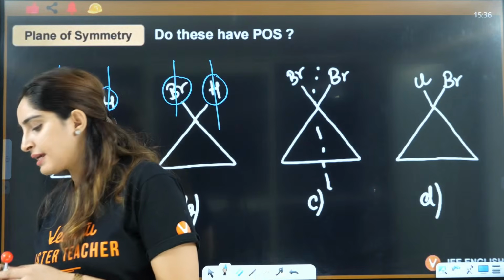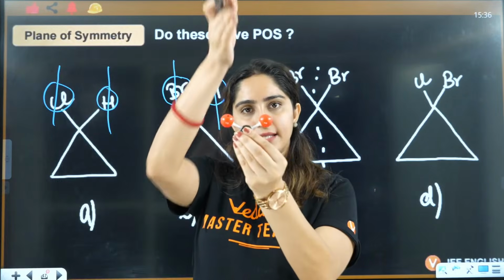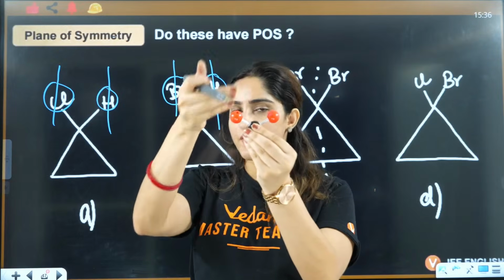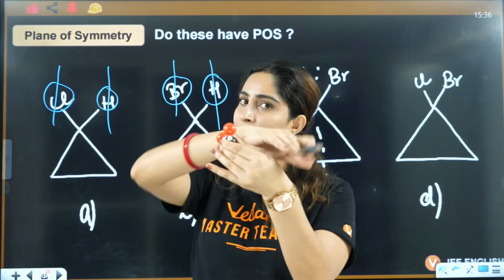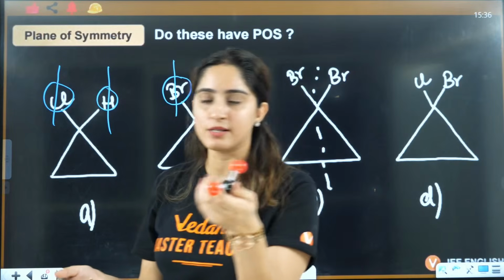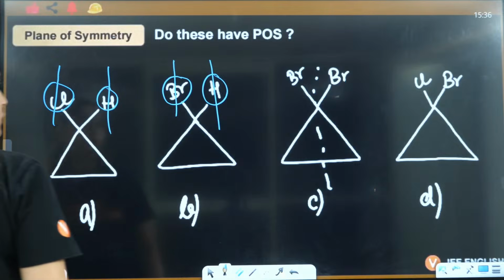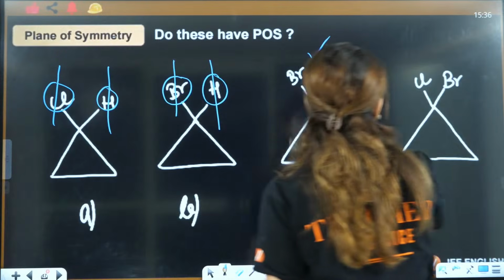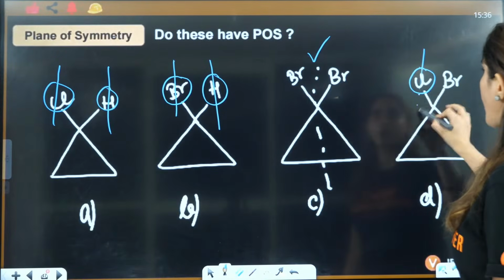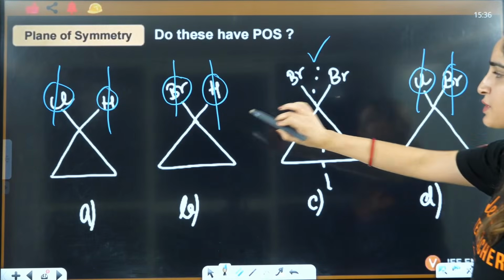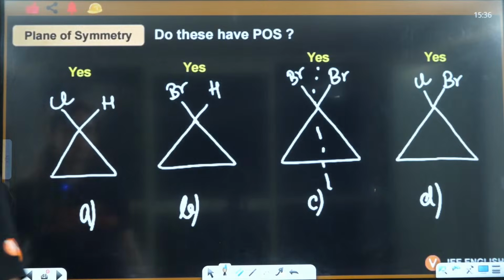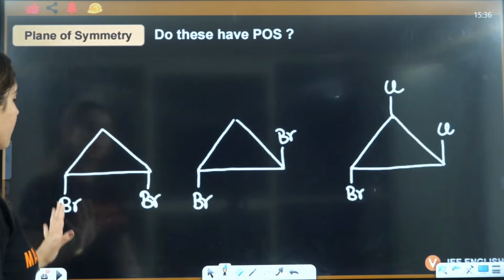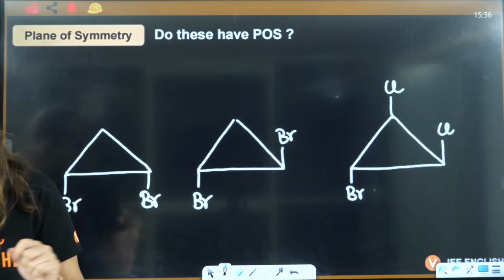Okay. Now, if you have this and you pass a plane from here, it is divided into equal halves, so POS is present. You pass a plane from here, it is divided into equal halves, POS is present. So we can say POS is present, and definitely here also it is present, and here also it is the same case as the first one. So in all of these, POS is present here, right? Now let's talk about this one, right?